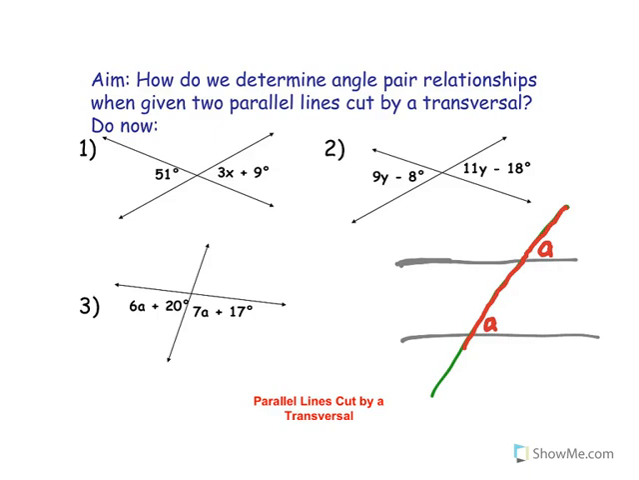And then what we can do after that is we can say, well, this is vertical to the first angle A, so based on what we've done the last couple of days, that's going to be equal. And this is vertical to the second angle A. So all four of these angle A's are all equal.